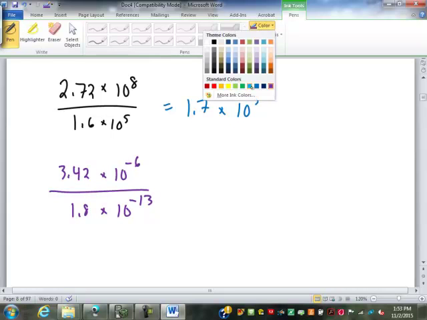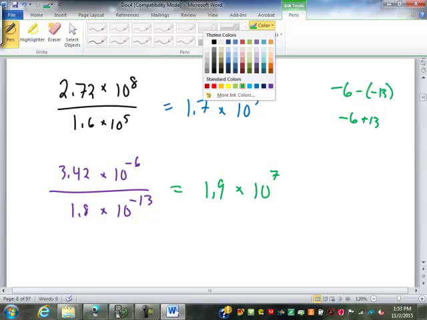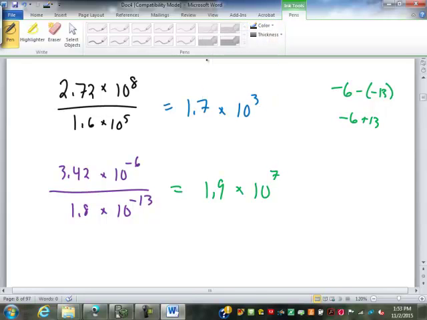The tough part is when we bring in negative powers like this. 3.42 times 10 to the negative 6 divided by 1.8 times 10 to the negative 13. So 3.42 divided by 1.8 is 1.9. Well, this is negative 6 minus negative 13, which becomes negative 6 plus 13, or positive 7. That's why I said, with the negative powers, when you're dividing, it can be tricky.